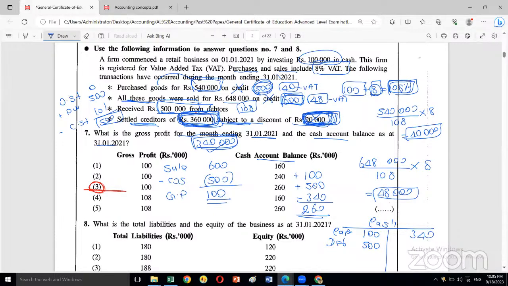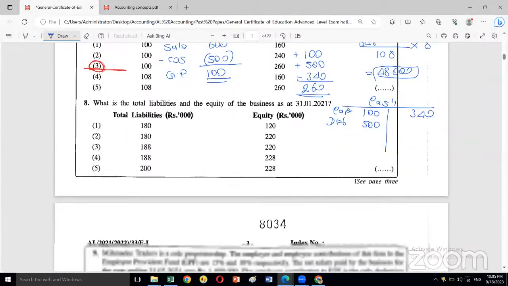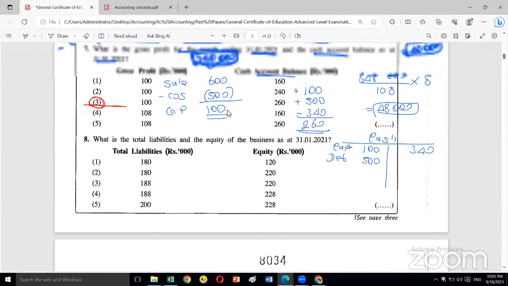Listen to me very carefully. Now I'm going to explain question number 8. What is the total liability and the equity of the business? They didn't ask you to prepare the accounting equation here. This is a different question. They asked you to calculate the total liability and the equity. So how to calculate the total liability?